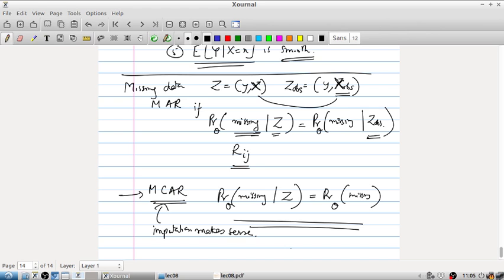That's the only difference. The left hand side is the same, the probability of missing given the whole data. The first one is a strong condition, so missing completely at random is a stronger criterion than missing at random. Missing at random just says the probability of missing doesn't depend on the values of the data that were missing, which means it could depend on the data that you have observed, Z observed. Here we are saying that it has nothing to do with whatever data you observed or not observed. That's all.